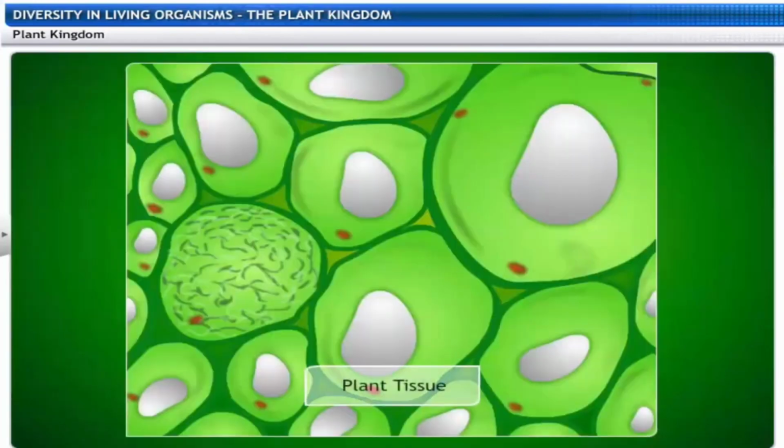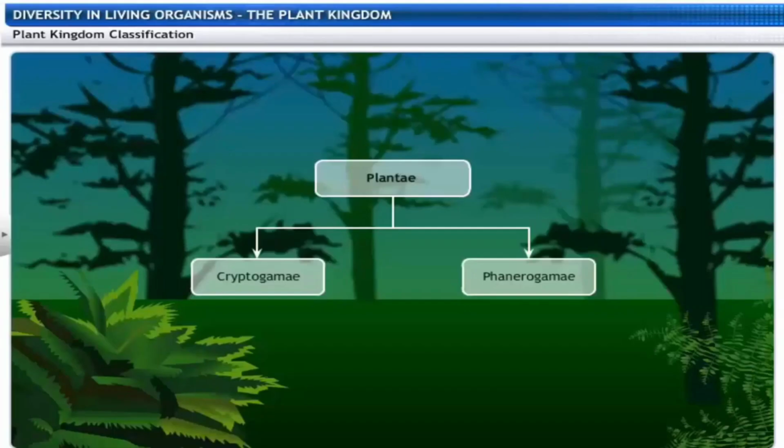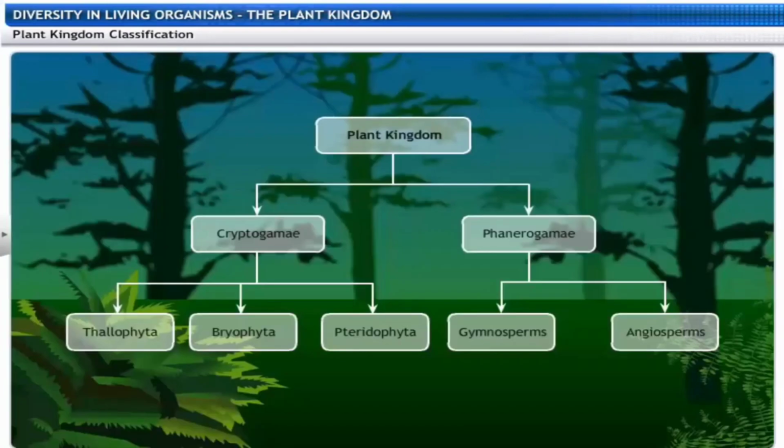This is a plant tissue. As you can see, plants are multicellular and have cell walls. The fascinating world of plants or Plantae is divided into two sub-kingdoms. These sub-kingdoms are further divided into 5 distinct classes. This classification is based on specific criteria. These criteria evolve from answers to 4 main questions.